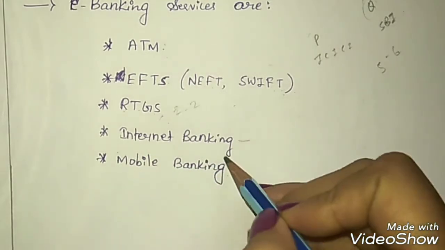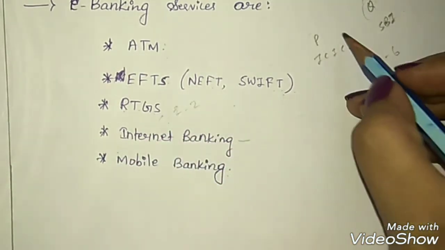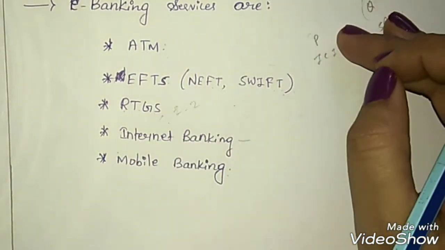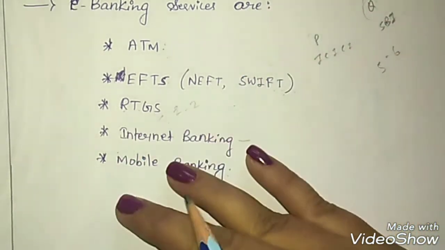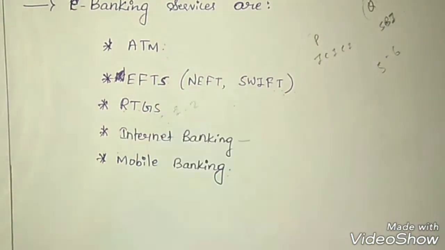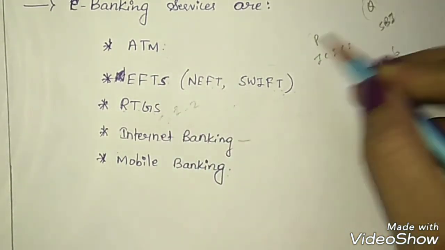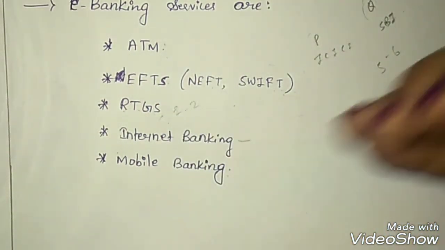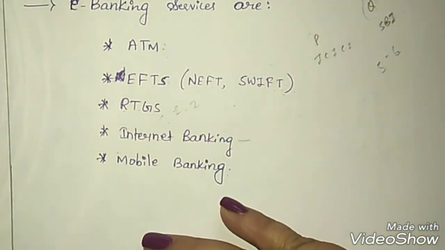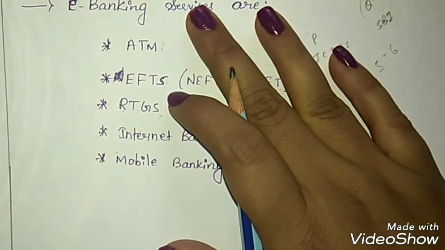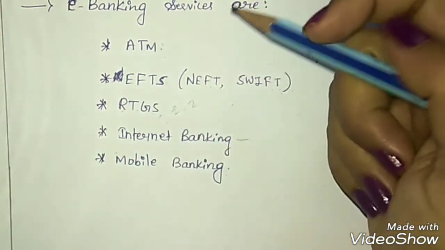Right? Now what is mobile banking? As I told, I have a bank account in ICICI Bank. Then ICICI Bank will provide me the facility of mobile banking. So on my own mobile, I can download the ICICI app and carry on all the activities on my mobile itself. I don't have to go to the bank here, right? So these are all the services which are provided by e-banking.